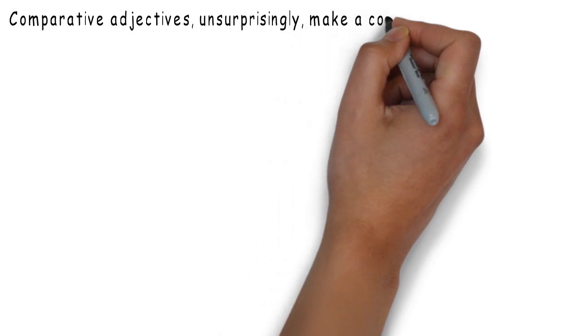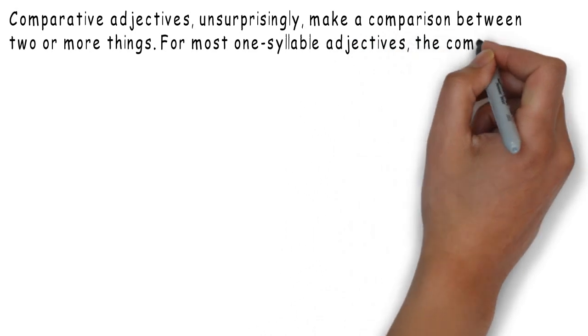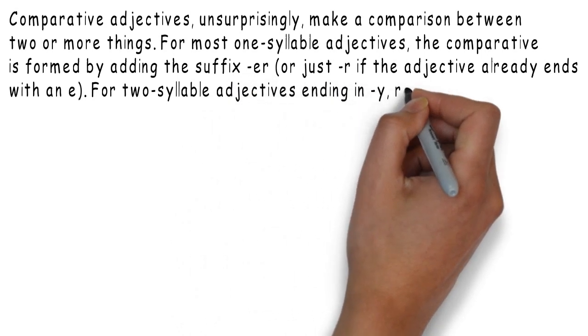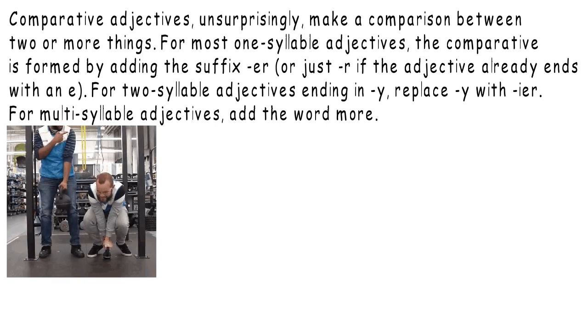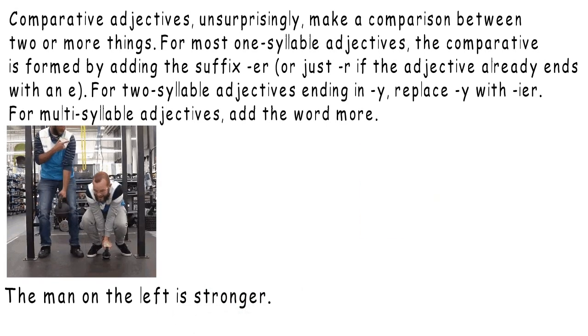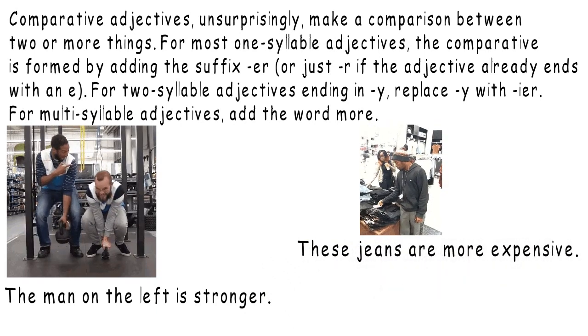Comparative adjectives, unsurprisingly, make a comparison between 2 or more things. For most one-syllable adjectives, the comparative is formed by adding the suffix er, or just r if the adjective already ends with an e. For 2-syllable adjectives ending in a y, replace the y with an ier. For multi-syllable adjectives, add the word more. The man on the left is stronger. Whoa, these jeans are more expensive.